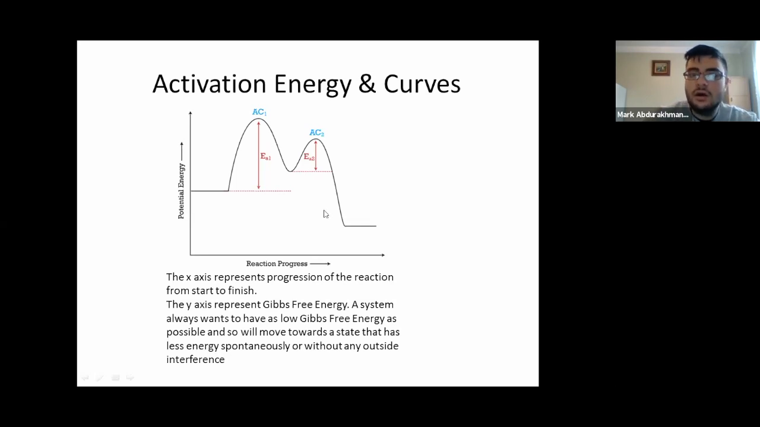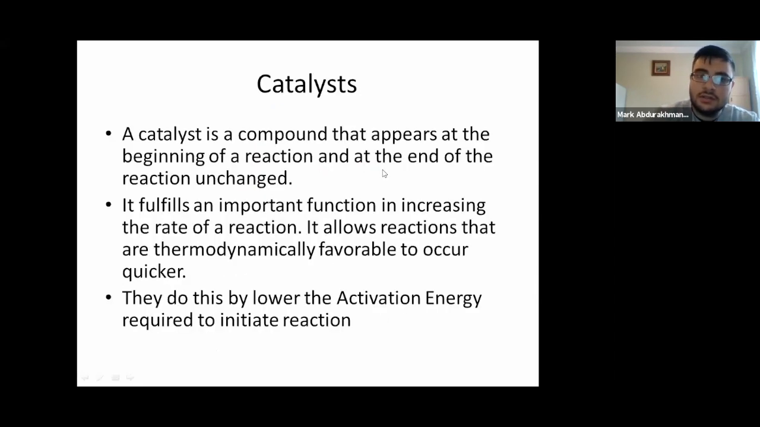So how do we use this information to kind of help us for our chemical reactions when we're working in a lab or in whatever? Well, we have something called catalysts. Catalysts are compounds that appear at the beginning of a reaction and at the end of the reaction, and they're unchanged. They don't actually undergo any change themselves, but they're very important. They fulfill a very important function. They increase the rate of the reaction.